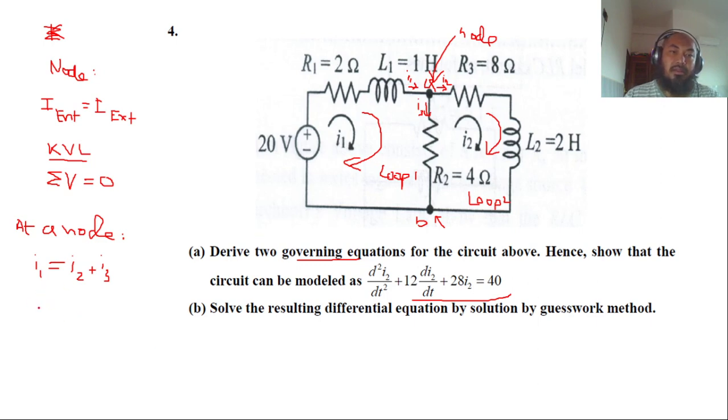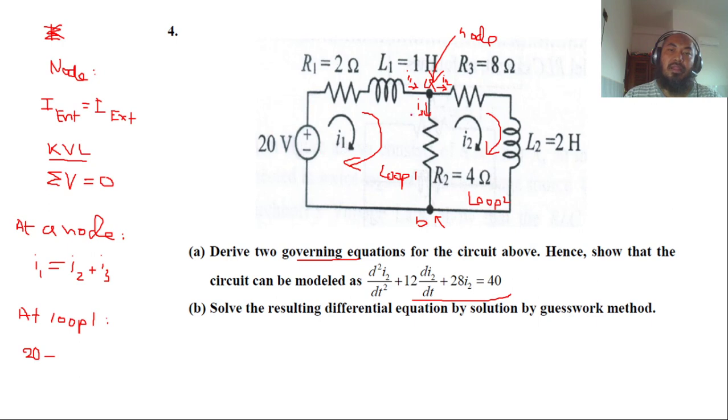And then we have at loop 1, based on the Kirchhoff law, this is the voltage, so we got 20 volt. Okay, 20 volt plus, I'm not sure, let's see, this is voltage. So the loop is like this.